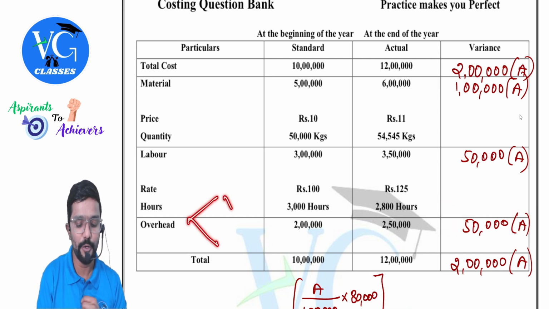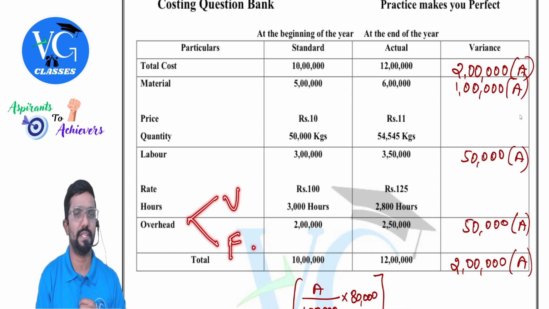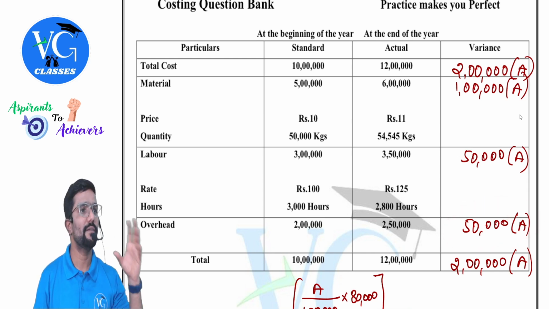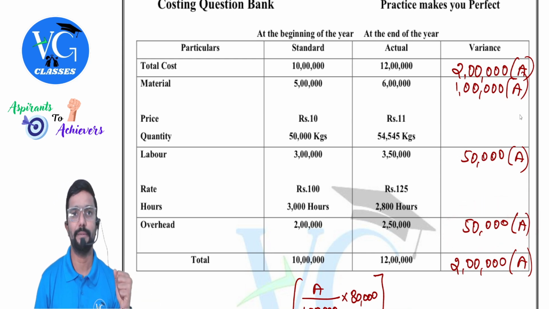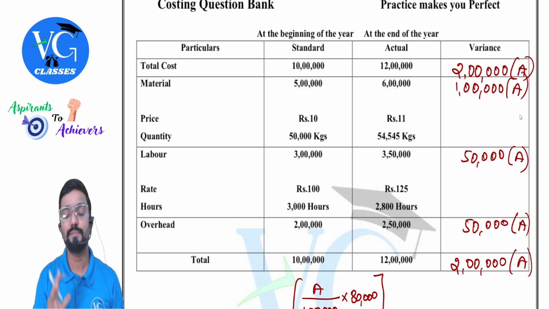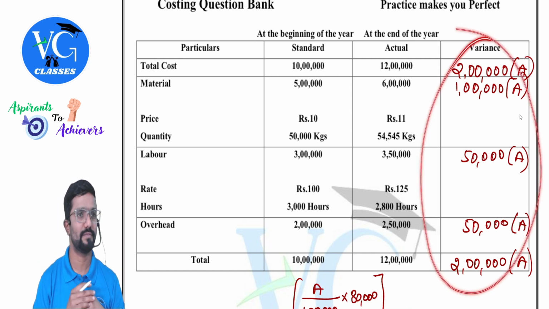Under overhead there will be two breakup, variable and fixed. So we'll try to calculate. So 50,000 is because of what? Variable overhead or fixed overhead. Under that also there are various variances. Understood? Means I'm just trying to explain you why are we doing all this.